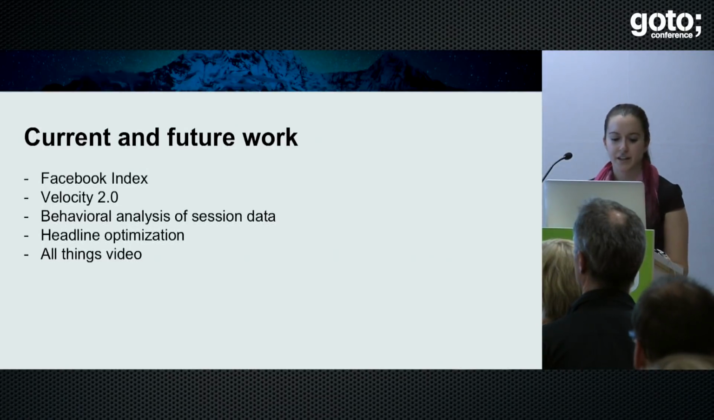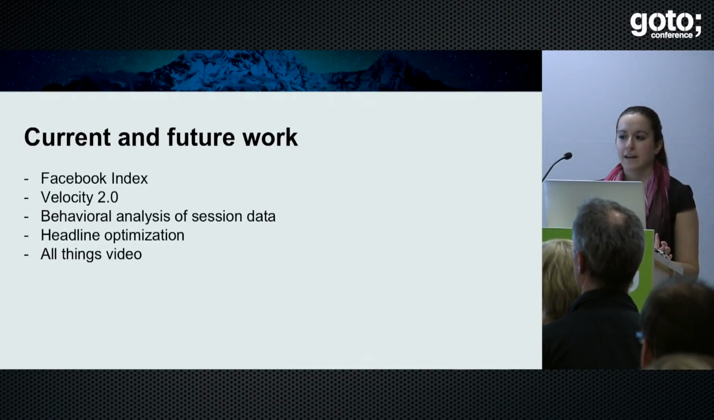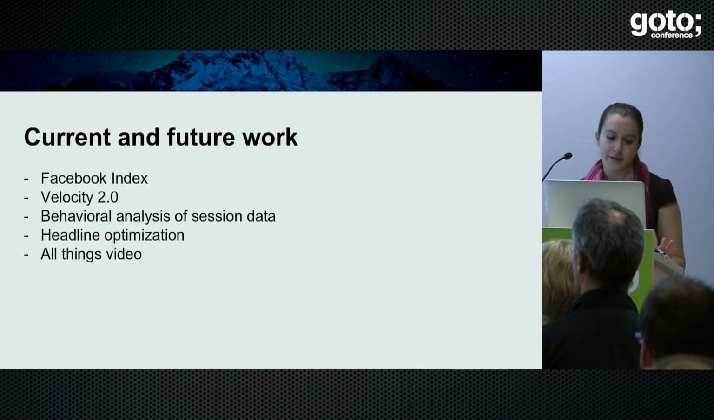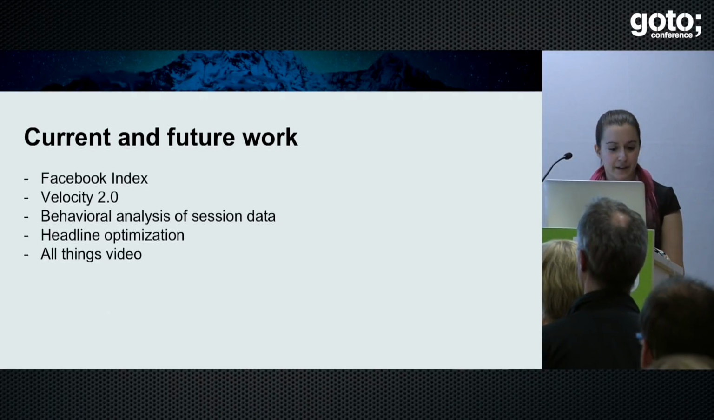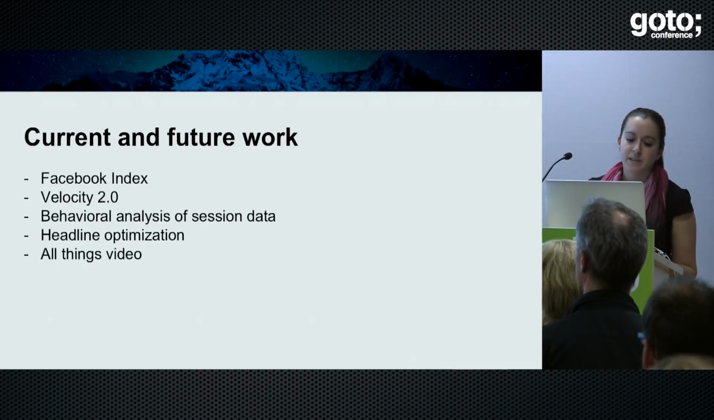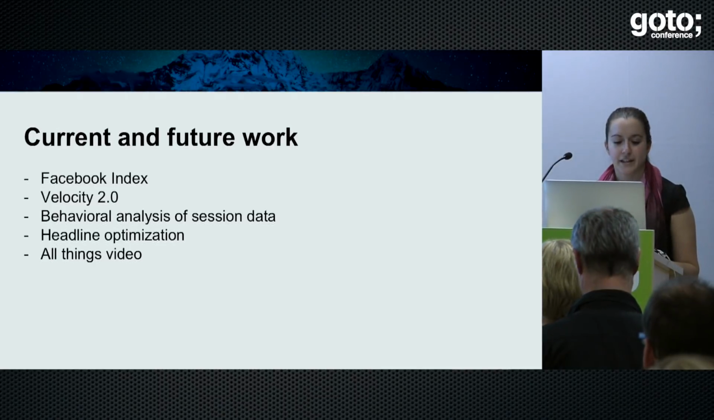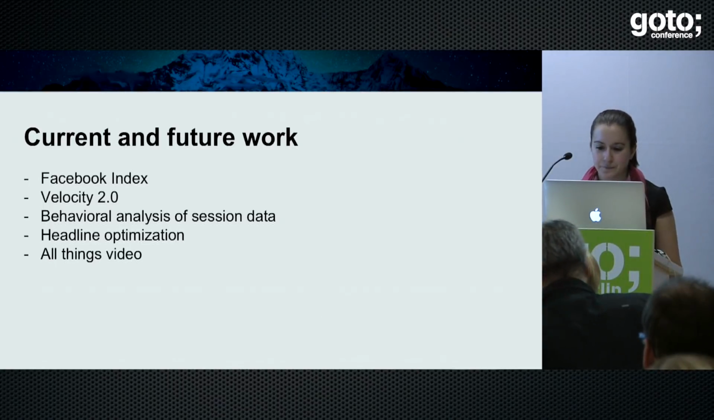So, current and future work. Facebook index, which I just mentioned, is the competitive landscape analysis. Velocity 2.0: we want to make the velocity algorithm a lot better. We would love to do a behavioral analysis of session data, which we've been thinking about for a while. Headline optimization: we've got some headline optimization work in the works right now that another one of our data scientists is working on. And then all things video, because video is the future, as they say.